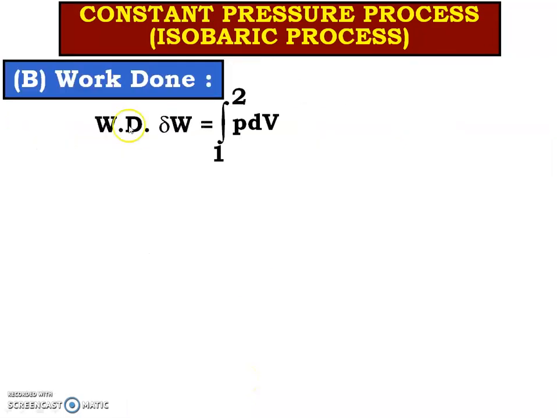What is the next? Work done. And what is the starting point? Change in work done delta W is equals to integration 1 to 2 PdV. Is it okay? Very good. Now because it is a constant pressure process, P is constant. So we can take out P from the integration. Clear? So it is P, and then it will be integration dV. Integration dV means V from 1 to 2. So it will be V2 minus V1. So work done for the constant pressure process is P into V2 minus V1 joule or kilojoule.